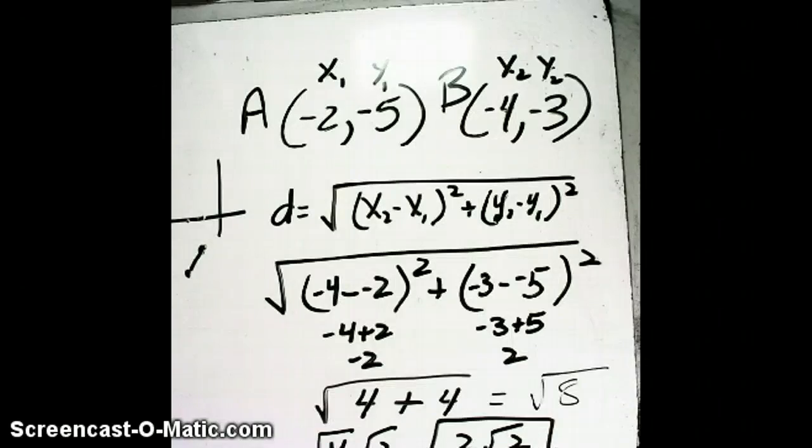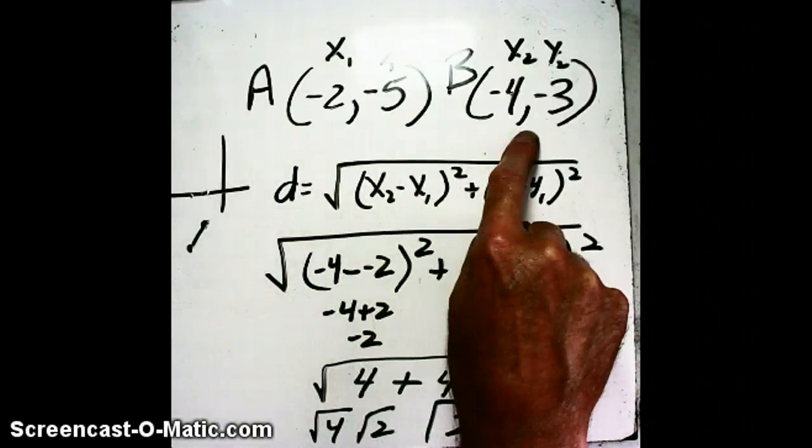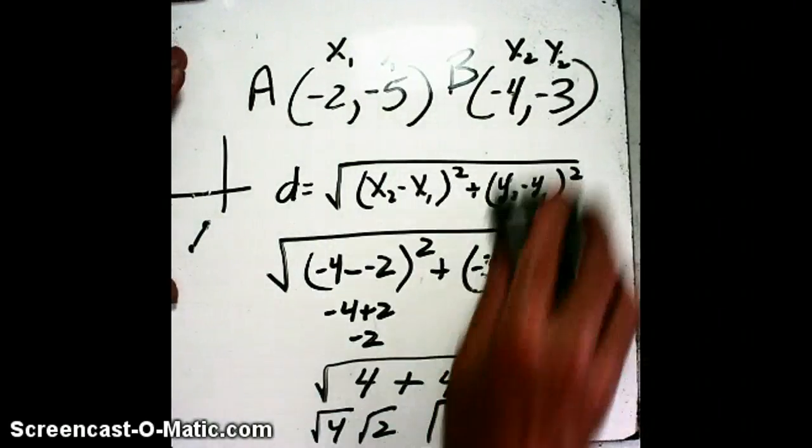So the answer to that problem is 2 radical 2, the distance between those two ordered pairs. This is a problem right out of your textbook. So keep that in mind. All right.